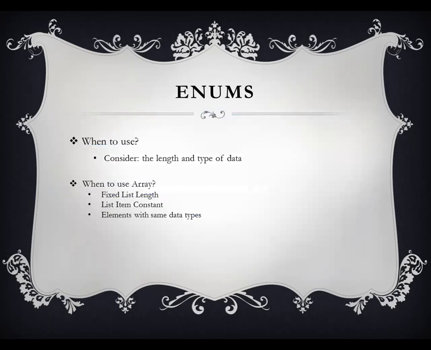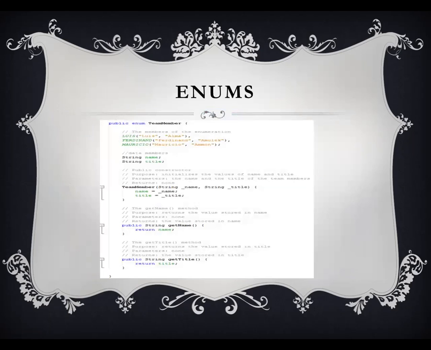And now, when do I use enums? I use enums when I have a fixed list length, the list items are constant, and the elements have the same data type. Sorry for the errors in the enums that I put in the slide. That is okay. For example, of enums.